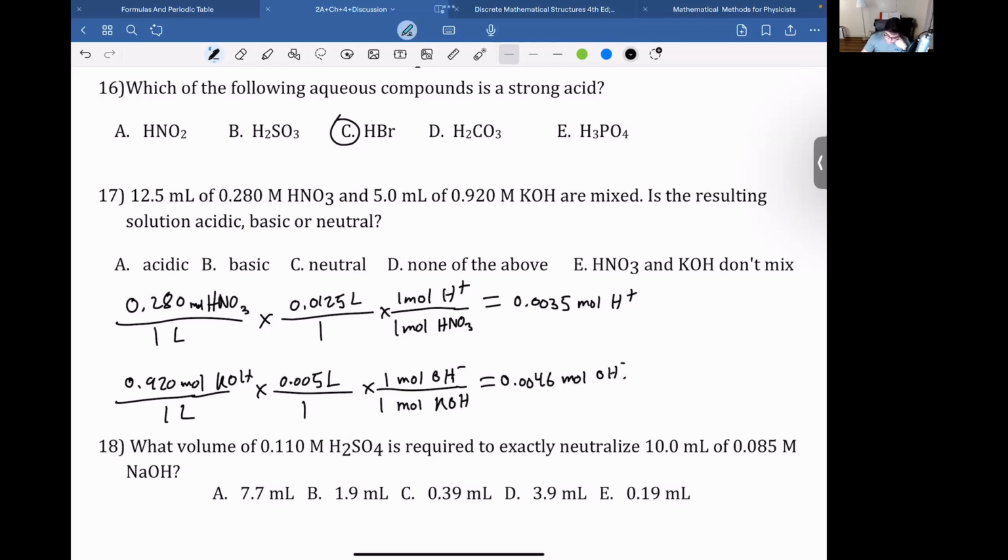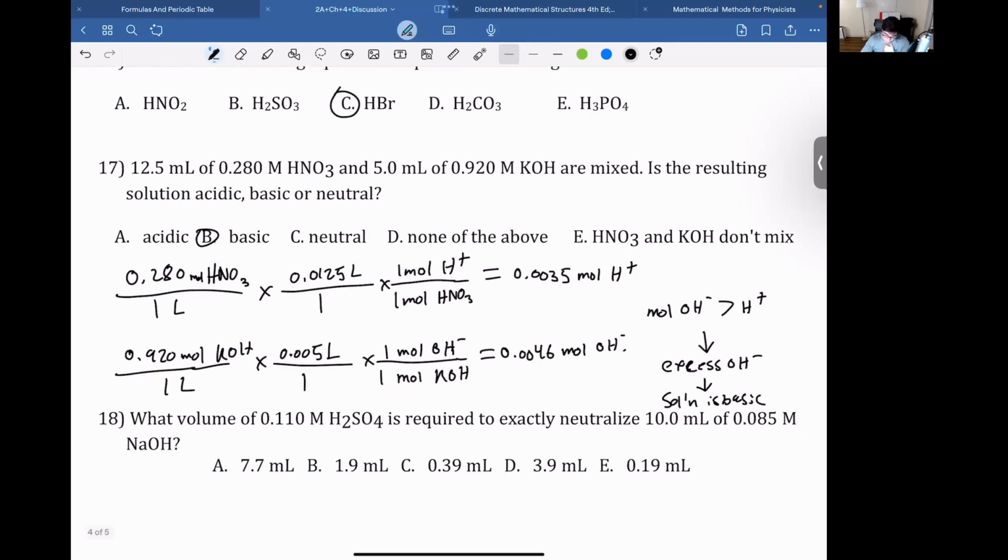So we have more moles of OH minus than we do of H plus, which means when they react, there's excess OH minus, which means the solution is basic. And we're done. The answer is B.